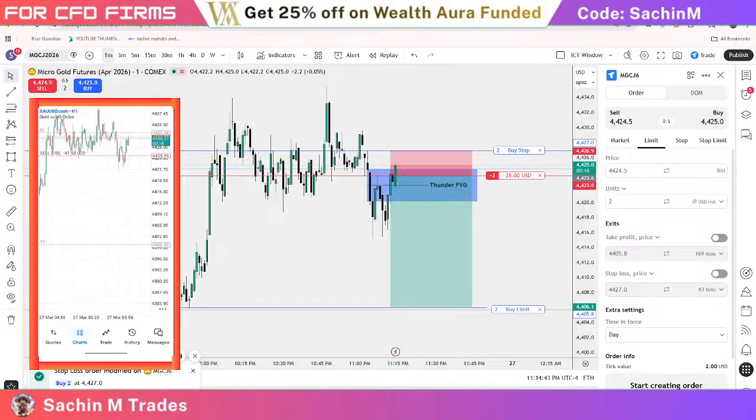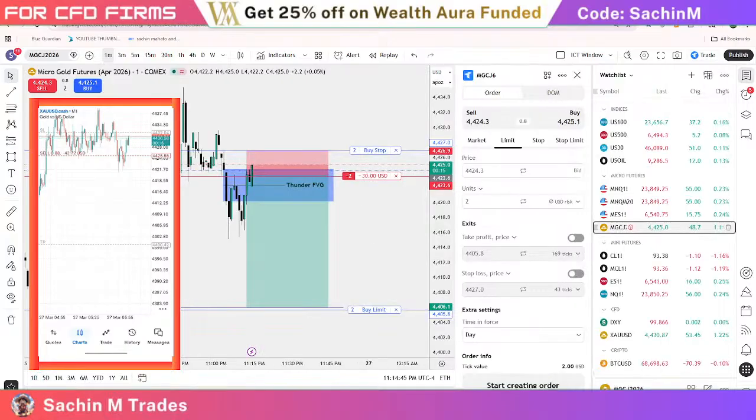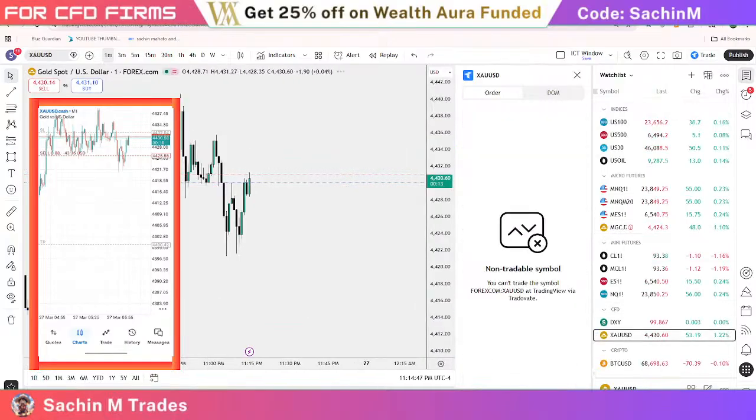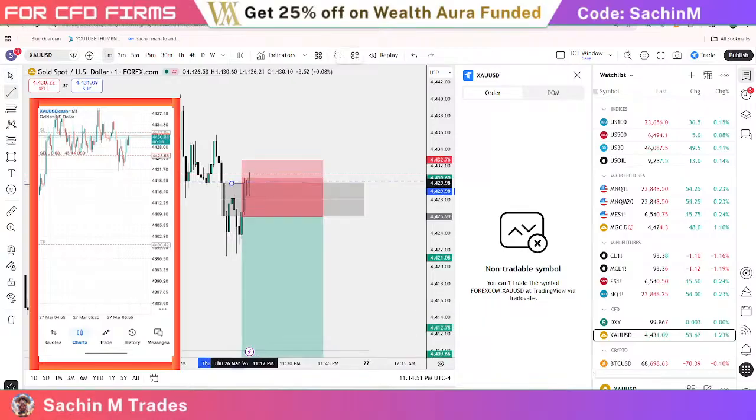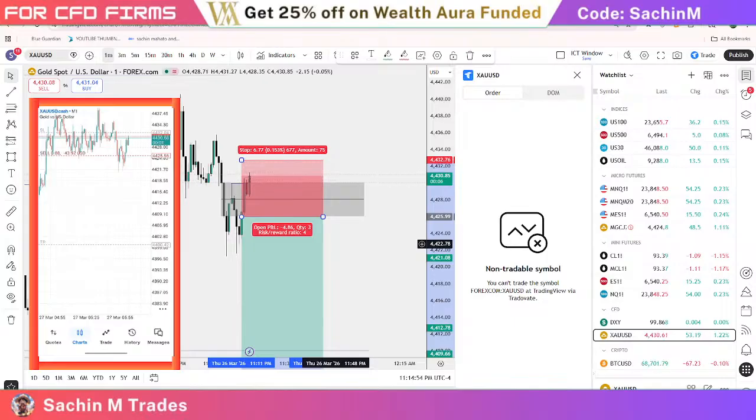We can have another Thunder FVG as well in the other direction. If we get a body candle close above this, did we get a body candle close? Yes, we did get a body candle close. So I think the market will expand higher more, maybe, but we are still under this, so we will just wait.